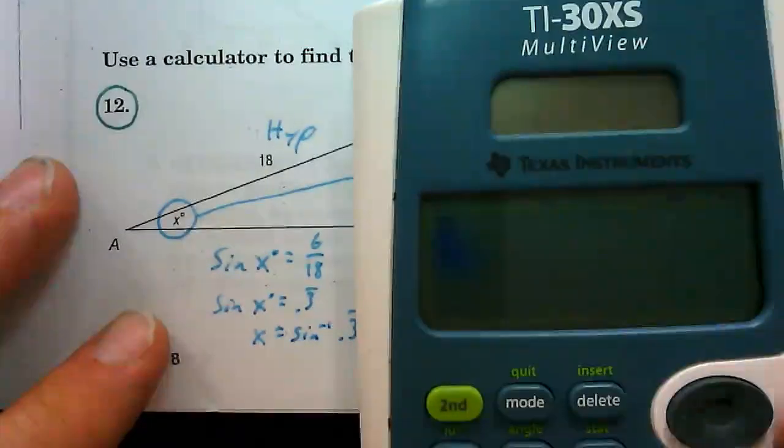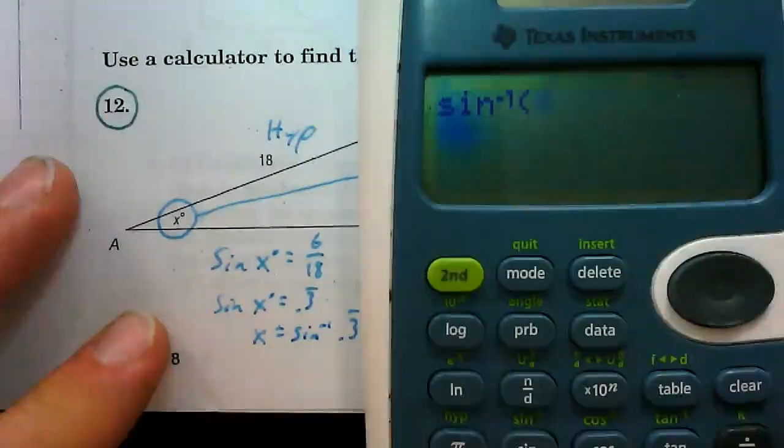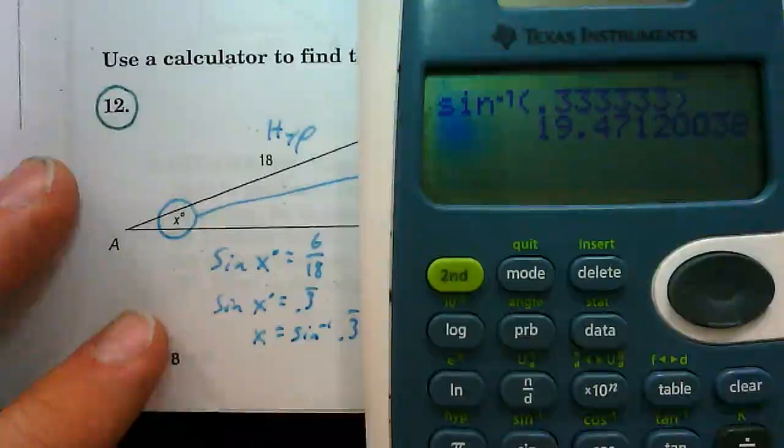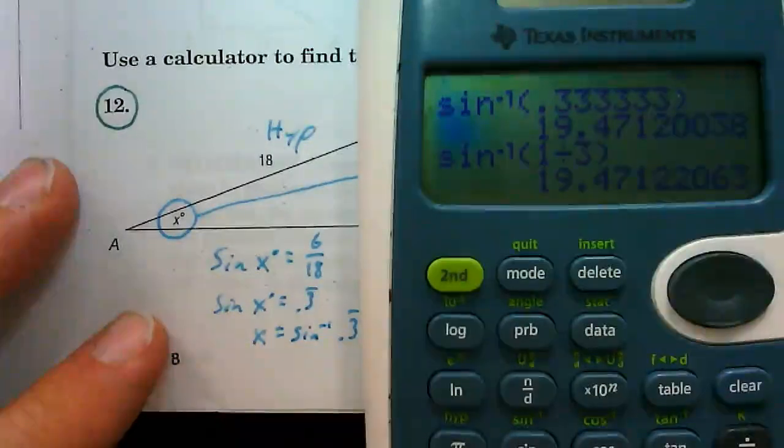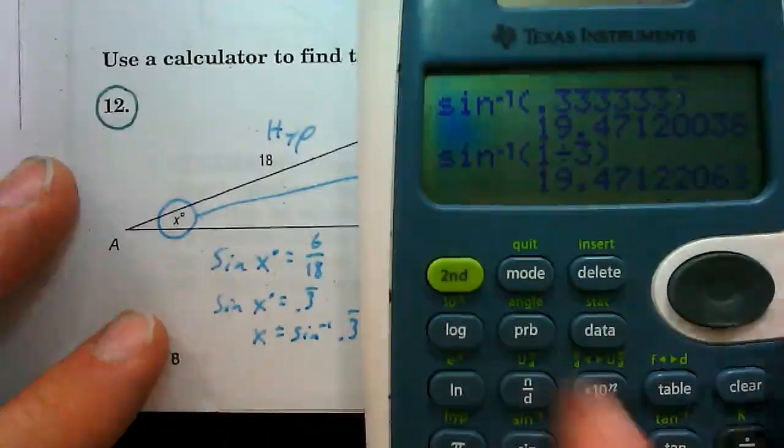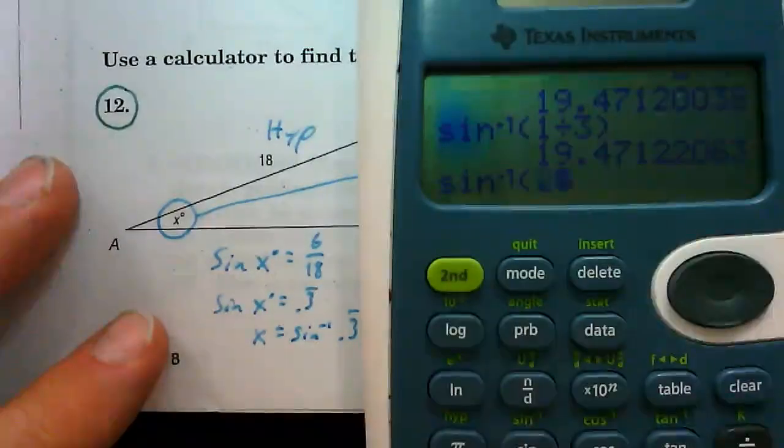I could either do inverse sine, so second sine, and then type in 0.3 like that. Again, it gives me a rough answer. But if I do that compared to the 1/3, it's a little more accurate. 1 divided by 3, I can do it like that. Again, notice, very similar. I'm only rounding off to the hundredths place, so up to the hundredths place, either answer gives me a good answer. However, let's say I had done just 0.3. Would I still get a good answer?